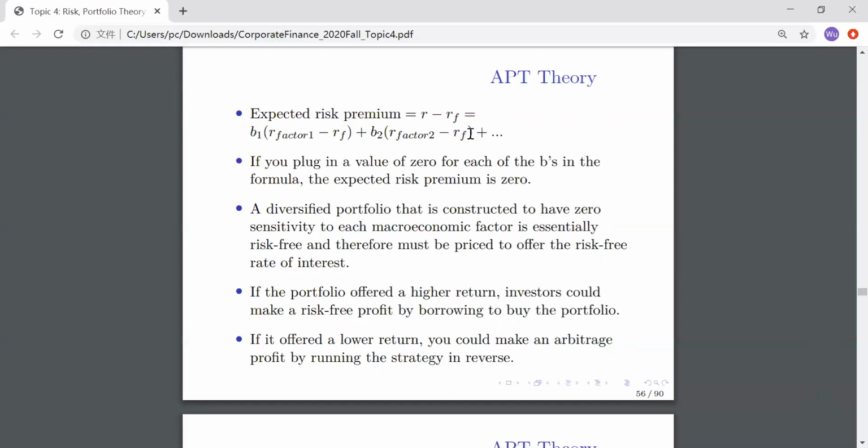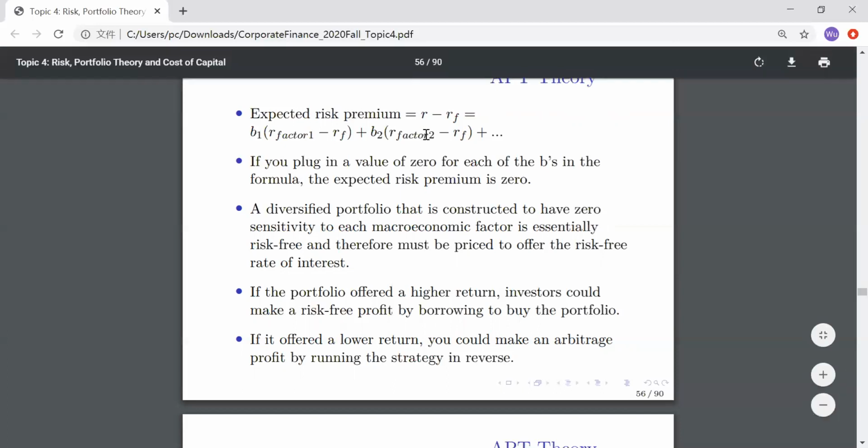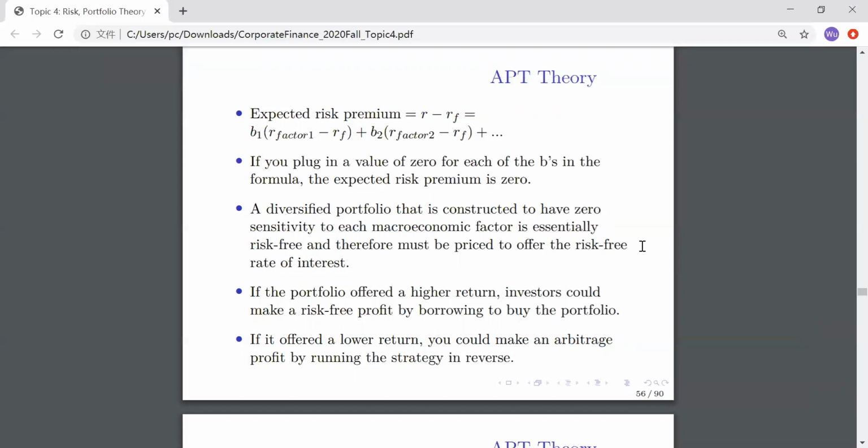If the betas are all zero, the expected risk premium is zero, right? Basically, what that means is that if you have a diversified portfolio, but this diversified portfolio has zero sensitivity to each factor, what that implies is that it should offer the risk-free rate, right? Because it has no risk. It is not sensitive to any kind of factor risk.